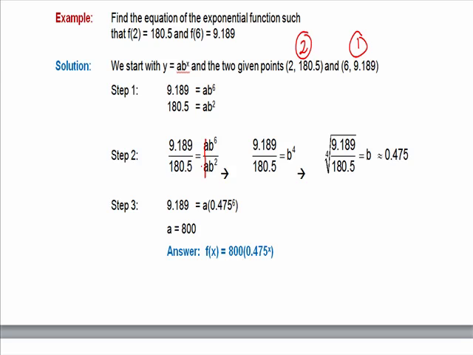Now, the final set of steps that I do is I now solve for a by using one of the 2 equations I started with. So I use the first one. 9.189 is equal to a, and I now know that my b is 0.475, and in this particular equation, I'm raised to the 6th power. So using that point, that's what I would have. And if I do the math out, if I solve for a, I get a is 800. And so my function becomes f at x is 800 multiplied by 0.475 to the x.